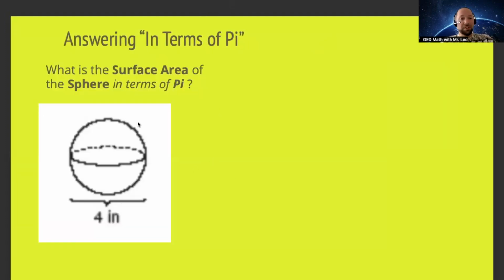What is the surface area of this sphere in terms of pi? Take a minute, try to work this out. I'll give you the formula. Surface area of a sphere is 4 pi r squared. You should have it in your notes at this point. Okay. Take a minute, work it out. All right, you got an answer? Let's check the work right here.